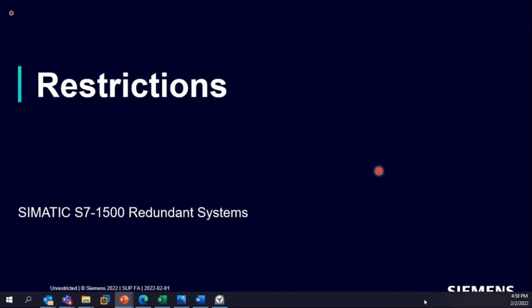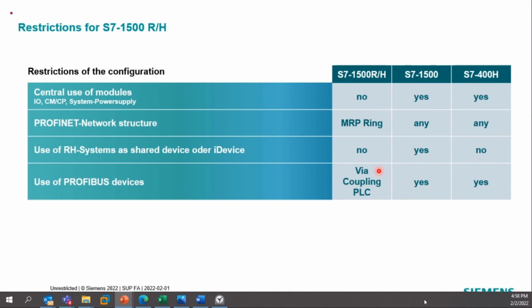So finally coming to the restrictions part. These restrictions are basically the version 17 restrictions, and they are still there. We are coming up with new versions, so maybe some will be covered. Central use of modules, IO, CM, CP, system power supply is not possible. But there is a possibility of power supply redundancy using our diode module that is configured in the TIA selection tool. You can use that module with 1500 R/H.